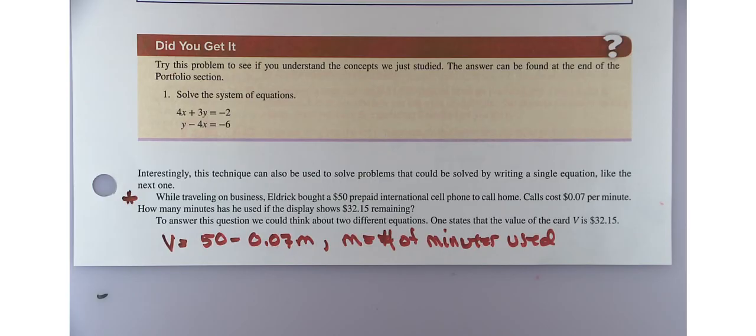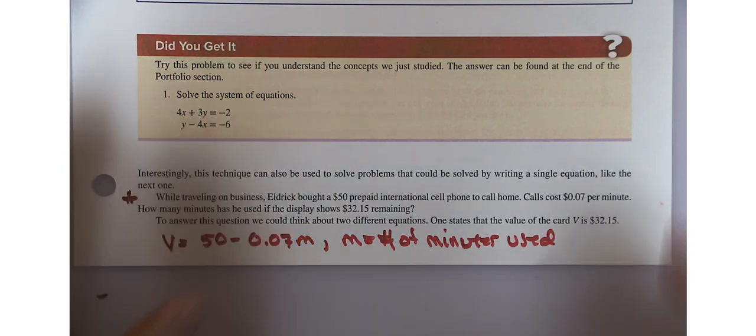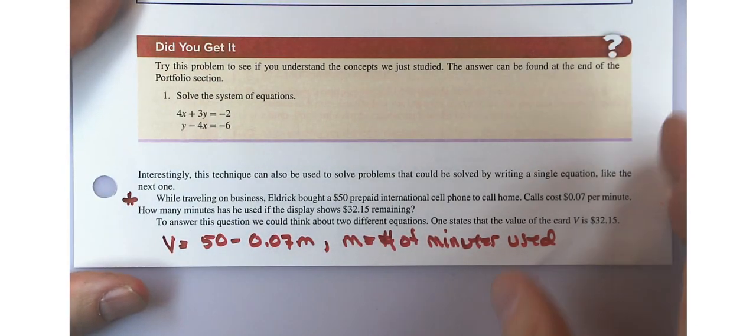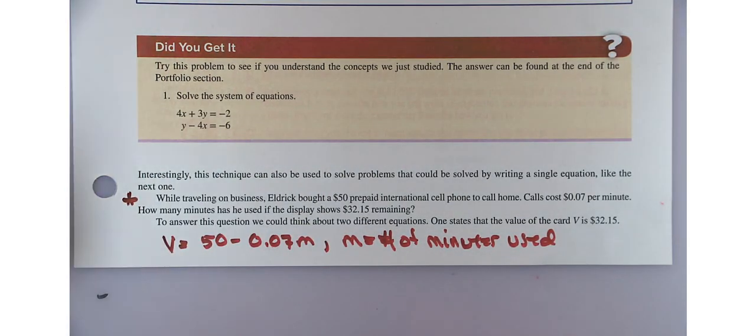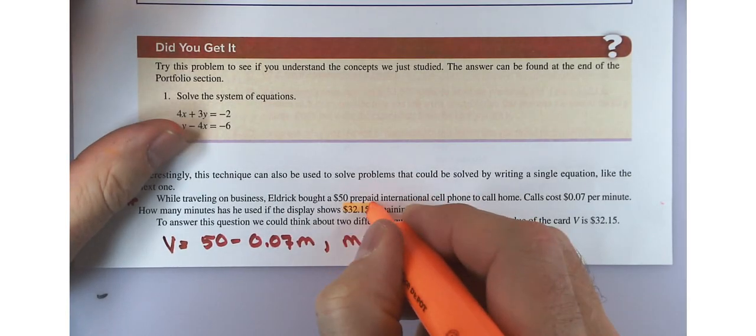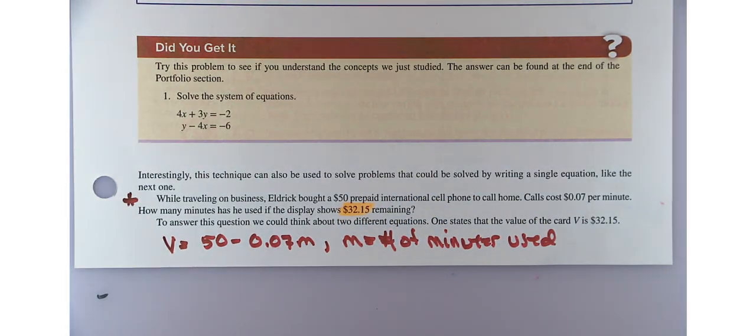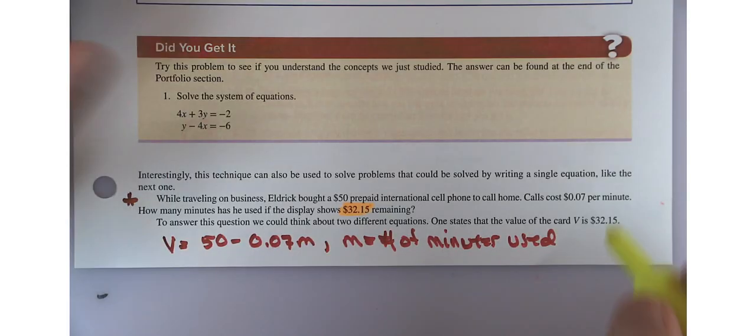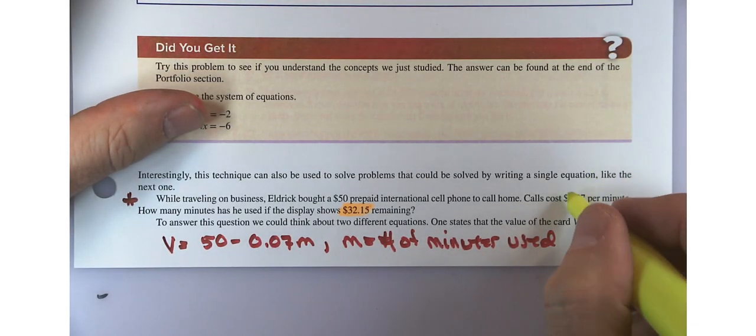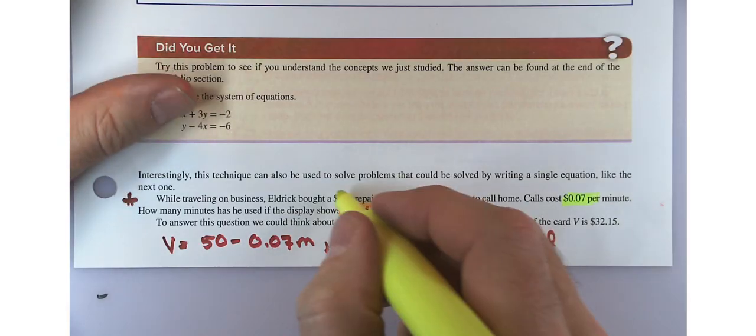Okay. So that's all the basic info here. Let's put this together and see if we can't find a couple things. Some of the things that I think we're going to want to keep in mind are $32.15, and that calls cost 7 cents per minute. We have $50 on the card to begin with.